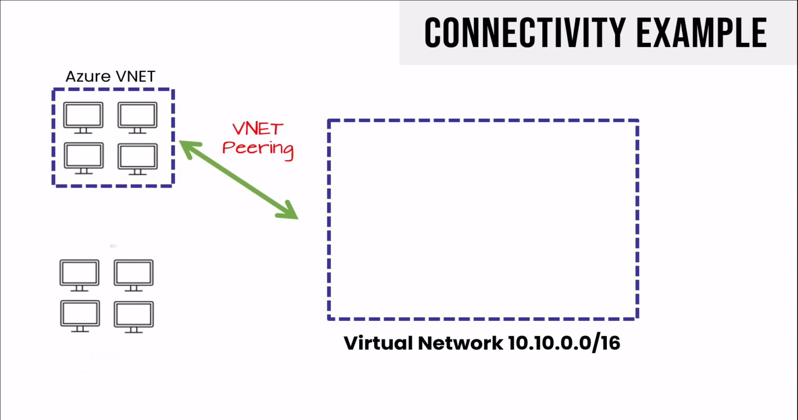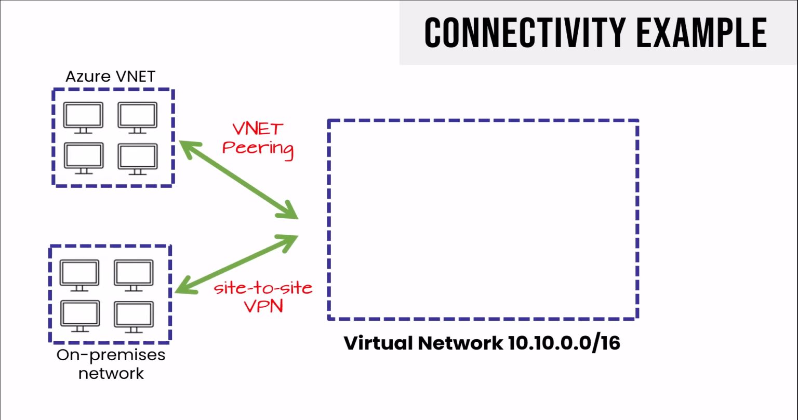And then perhaps I have my corporate data center, my on-premises network. I can connect my on-premises networks to Azure via a site-to-site VPN. Incidentally, I could also connect one Azure VNet with another using a VPN, but we typically don't do that. VNet peering tends to be faster, and we have encryption down at the service level, so we're not worried about it. VNet peering is typically how we connect networks in Azure.